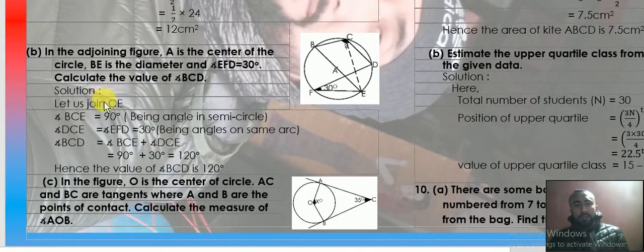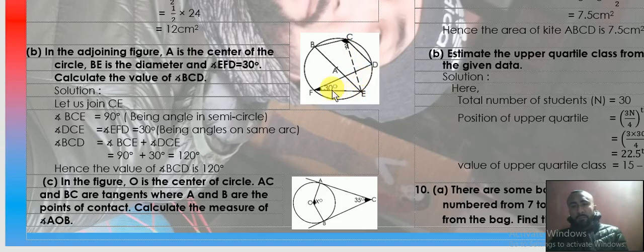So regarding question number 8b, the thing that you shall keep in your mind, the key point, is you shall always look for the angles that lie on the same arc, or angles in the same circle, or the cyclic opposite angles of a cyclic quadrilateral. So here if you join CE, then you can see angle BCE is an angle formed in a semicircle, so its value is 90 degrees.